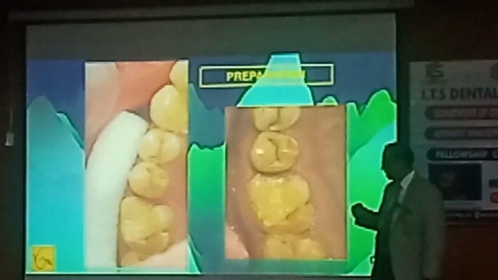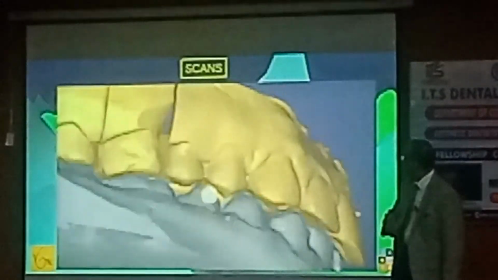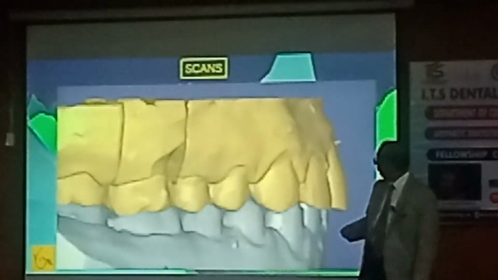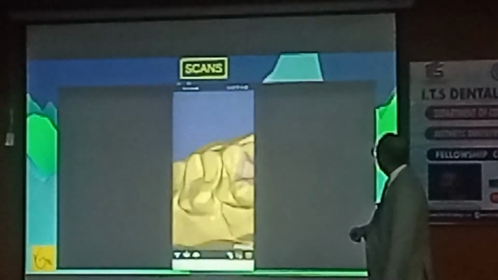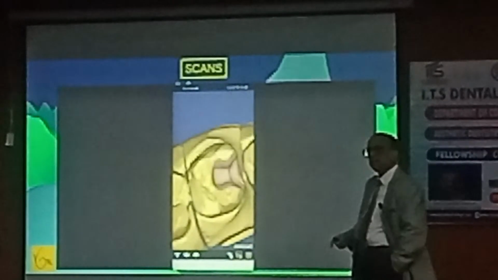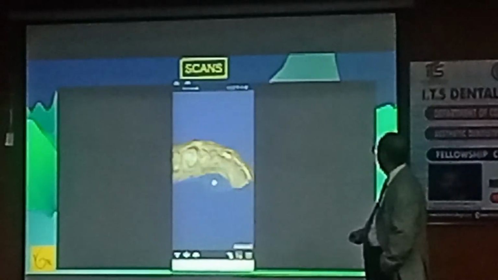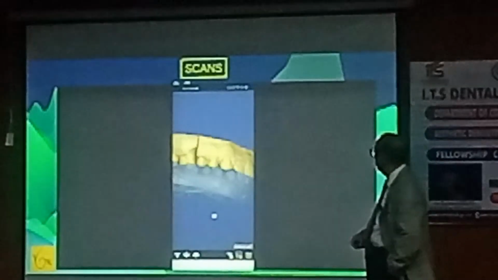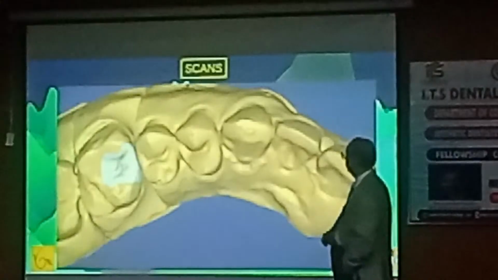Once we've done this, then we took a scan. Now you get your scanner, and when you take the scan, this is done on the whole file. Once the scan is done in ExoCAD, it is sent to the technician, who then prepares a 3D model, 3D printed model, on which the restoration is done.